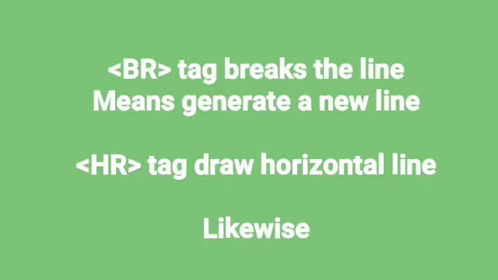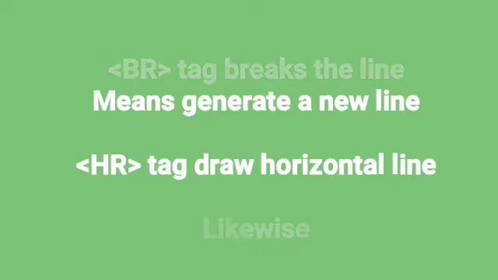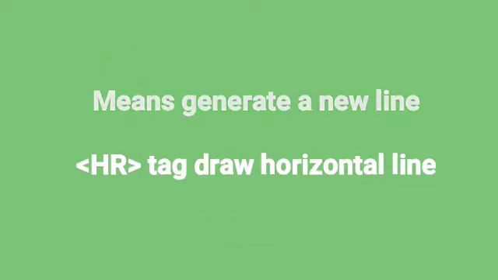HR, right? HR means horizontal rule. It creates one rule from left to right. Horizontally, it creates one rule. That is HR. IMG will insert an image. So all these are empty elements.